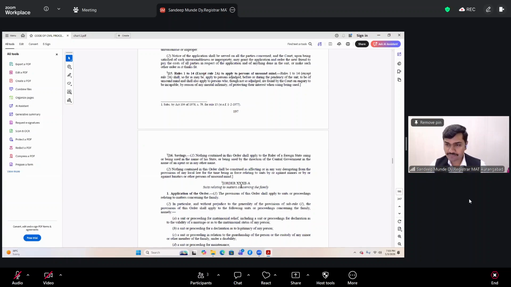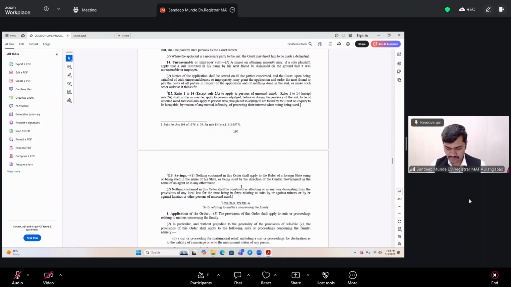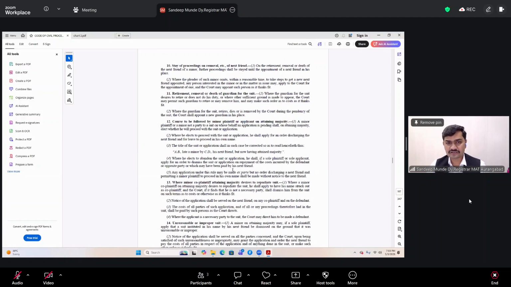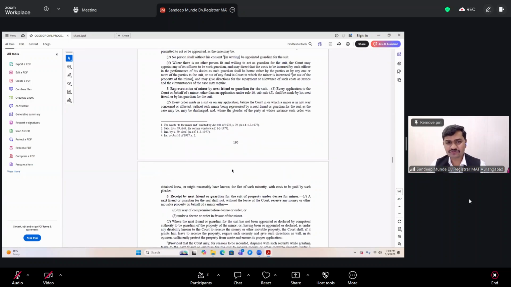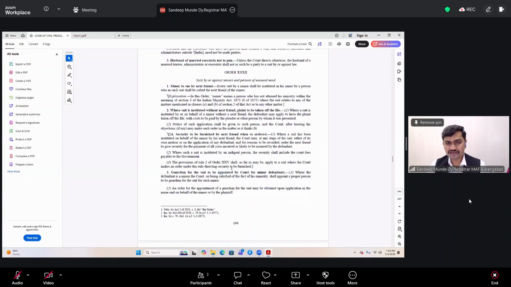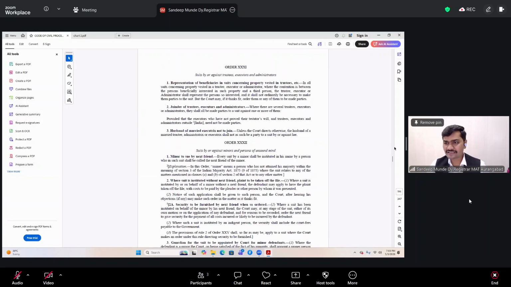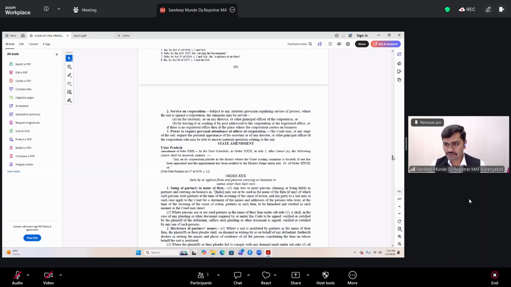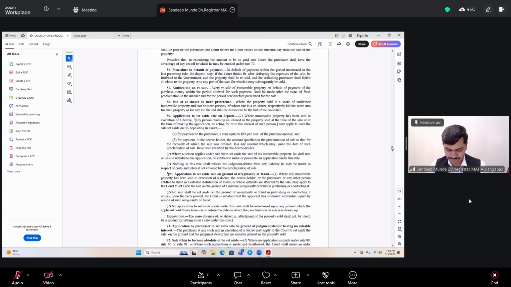Proclamation of sales by public auction, Rule 66. Modes of making proclamation. Rule 67 deals with how to make proclamation, that is, the modes of execution of the proclamation of the sale. Rule 68 deals with the time for sale.